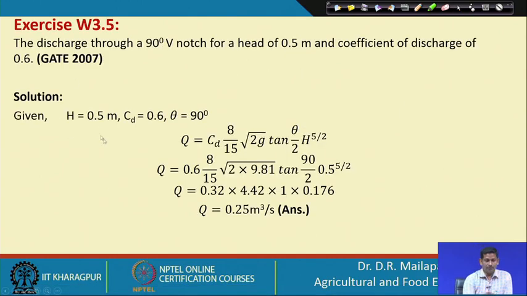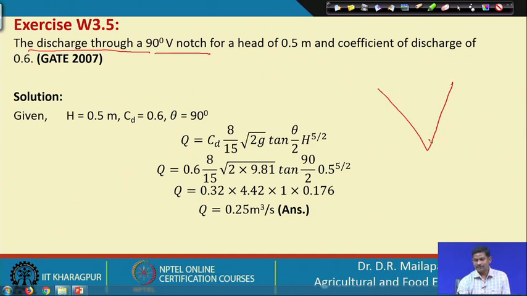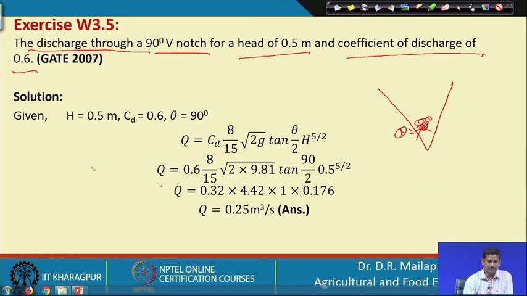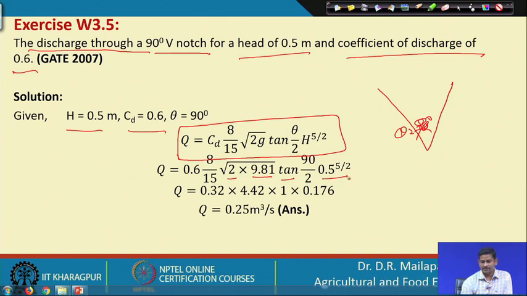Okay. So, let us go to the next example. In this exercise, this is straightforward. The discharge through a 90-degree V notch channel. So, theta is 90, there is a head of 0.5 meter and a coefficient of discharge of 0.6. Find out the discharge. This is a triangular notch, so you can directly use the triangular notch equation, CD is given 0.6, 8 by 15, root 2g, tan 90 by 2, and so on. Substituting the values, you get Q equal to 0.25 meter cube per second.